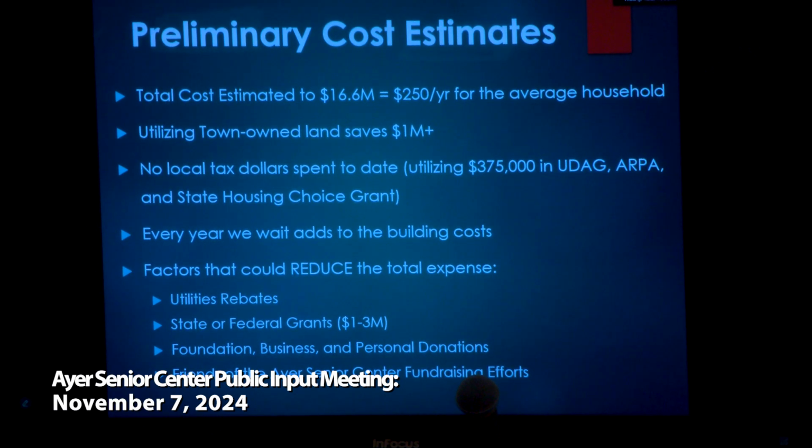While that number is big, I believe that there is a tremendous amount of value for older adults and for the rest of the town. And every year that we wait just adds to the building cost. On the upside, there are a lot of factors that could reduce that total expense. Things like utility rebates. We are just not far enough down the process to see if it's possible that we could get some rebates on the utility costs.